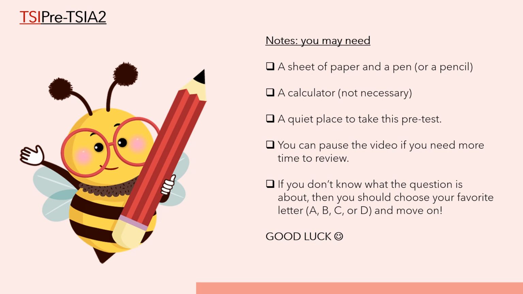So this is the TSI PreTSIA2 test. Note that you may need a sheet of paper and a pen or pencil. A calculator is not necessary. Find a quiet place to take this pre-test. You can pause the video if you need more time to review. If you don't know the answer to a question, choose your favorite letter, A, B, C, or D, and move on. Good luck with your exam.